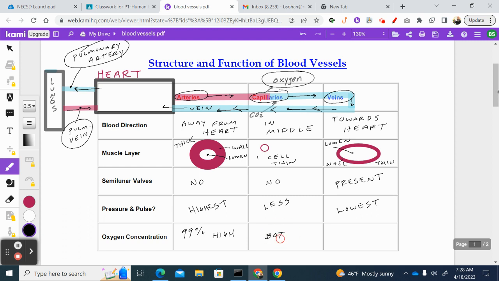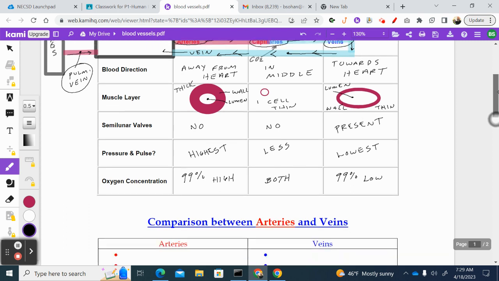Capillaries carry both because it's in the capillaries that the blood goes from being oxygenated to being deoxygenated. And then in veins, mostly all the veins carry blood that is low in oxygen, except for which vein? The pulmonary vein. It's the only one. Those are the exceptions to the rule.